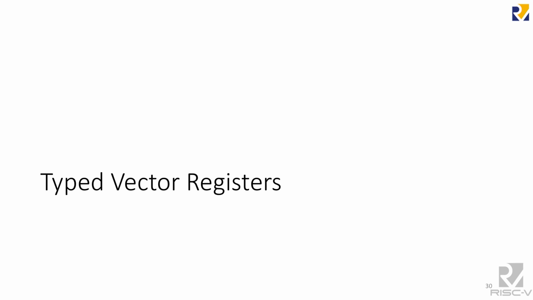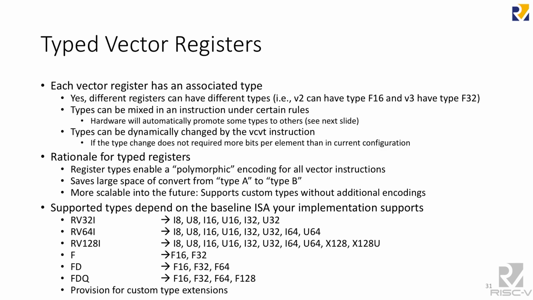OK, the types. I really like this feature of this new ISA. What does it mean to have a typed vector register? Well, we've said each vector register has a type, right? And you can have V0 be a floating 32 and V5 be an integer 8. That's legal, and you can manage that.